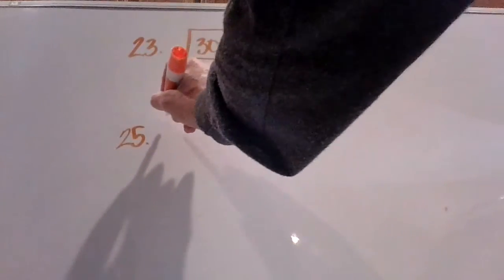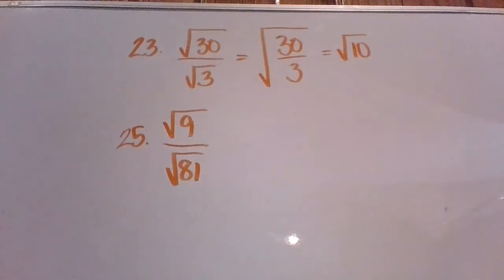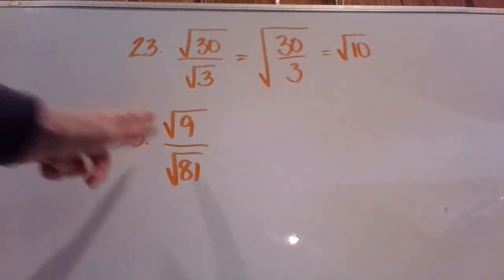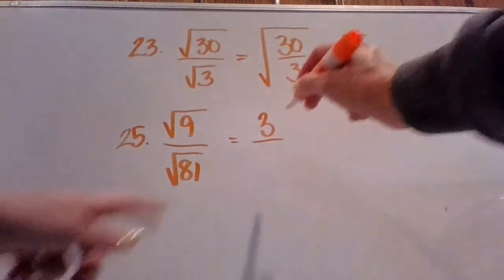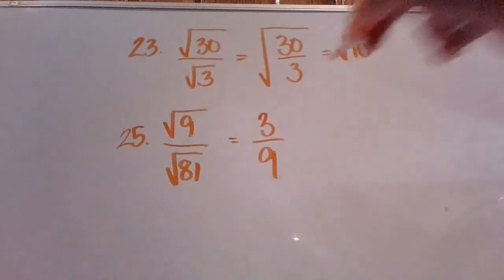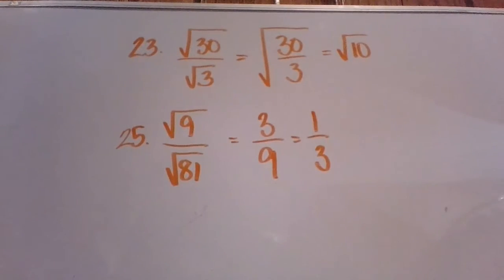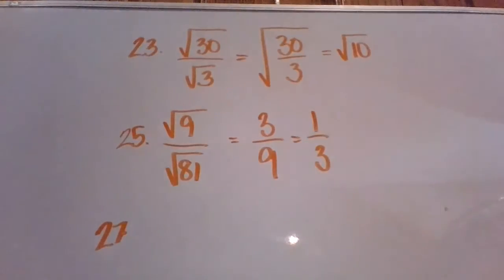25. I get the square root of 9 divided by the square root of 81. Well, what's the square root of 9? This one I can see, they're perfect squares. Up here, the 30 and the 3 were not, but this 9 and 81 are. So the square root of 9 is 3, and the square root of 81 is 9. But this can reduce down to 1/3. Oh, I think that's too far down there. Let's start this up at the top.